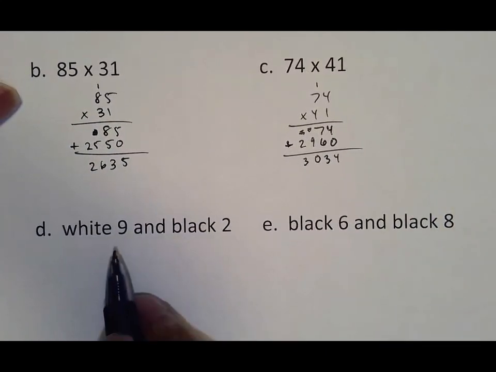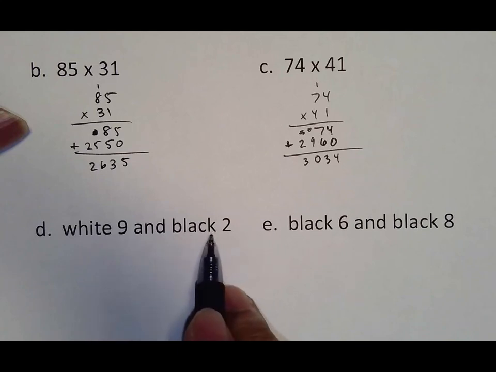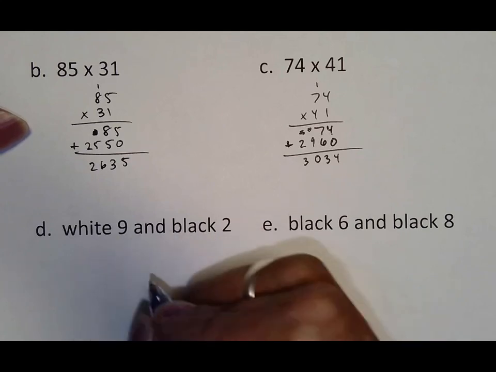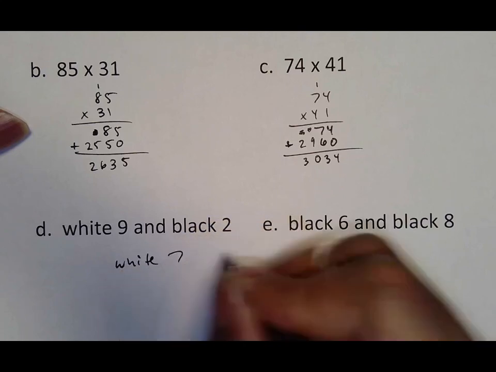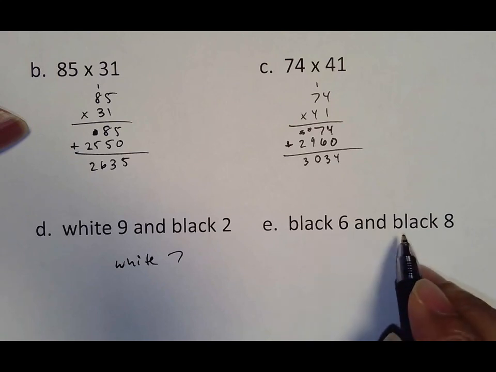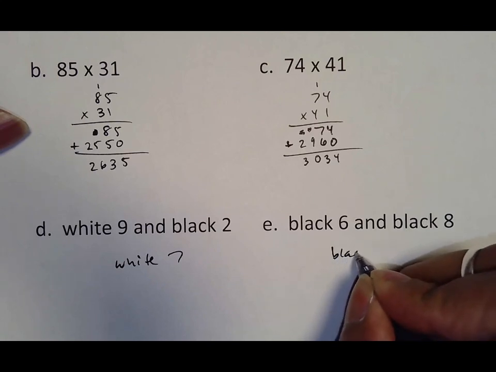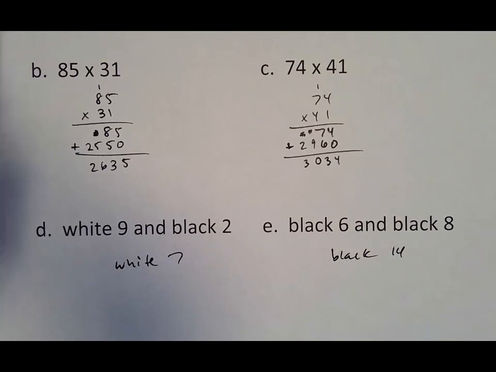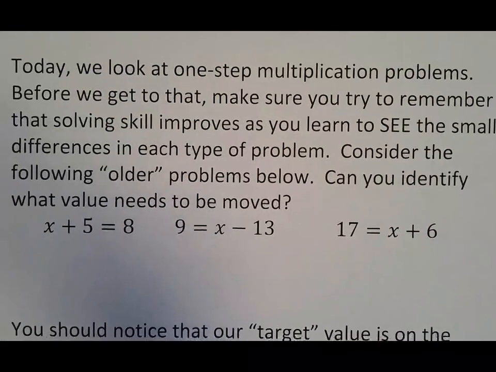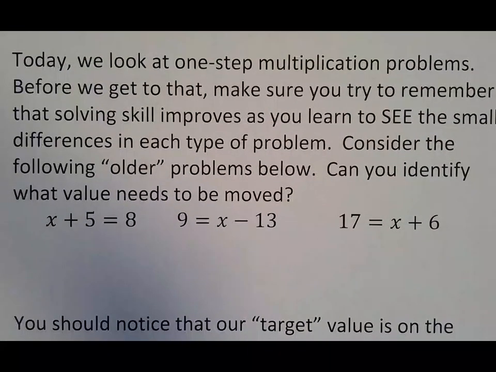With the colors again, make sure you remember that if the colors are different, you ask yourself who won by how much. Looks to me like white won by what, 7? And when the colors are the same, your question is how much did that team score altogether? Looks to me like black scored 14. You should be getting used to this now. Hopefully, if not, like I said, let me know on any of that stuff so I can help get you on track. Today we look at one-step multiplication problems.